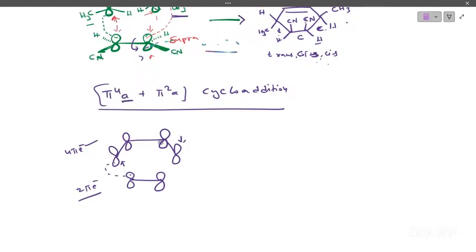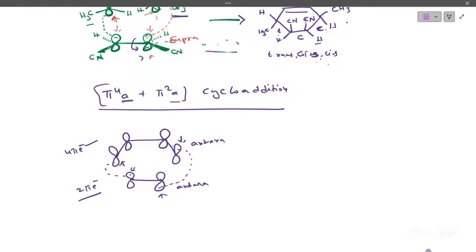With respect to the second pi system, it is also antara. Therefore, already this lobe is involved. The second lobe should be opposite to the first one. Therefore, these two lobes are involved in the interaction. Therefore, this one becomes antara because two lobes are opposite to each other. Therefore, antara with respect to the second pi system becomes also antara.